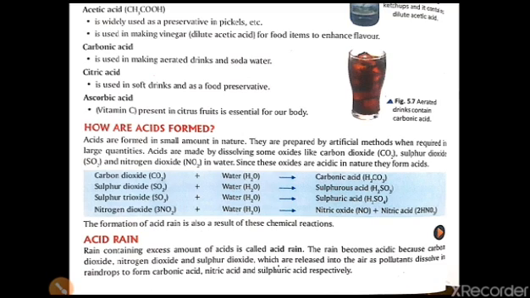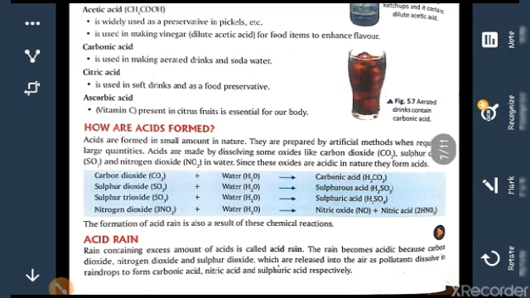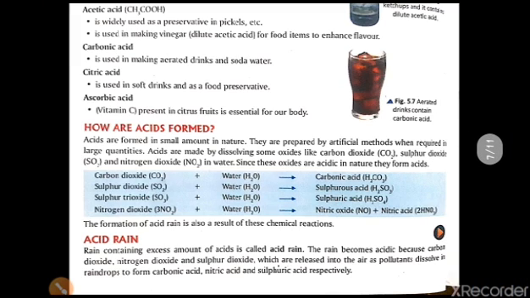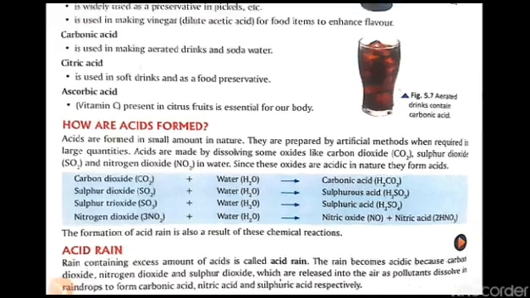We are continuing with our chapter, acids, bases, and salts. In the previous videos, we have seen how acids are used. Today we will read how acids are formed and what acid rain is, and also about bases: what bases are, what the properties of bases are, how bases are formed, and how bases help us in our daily life.